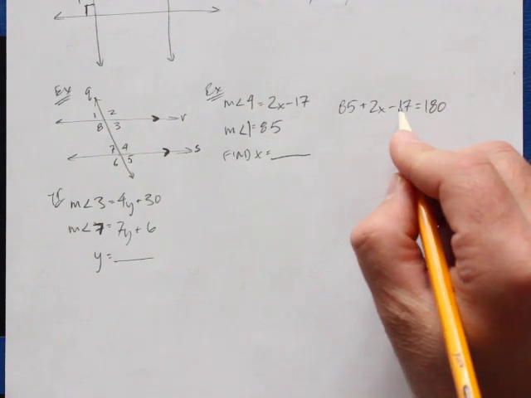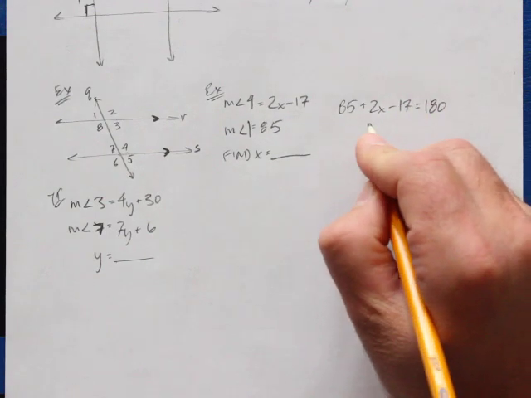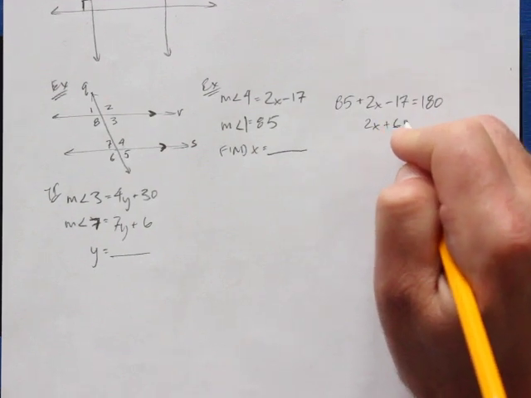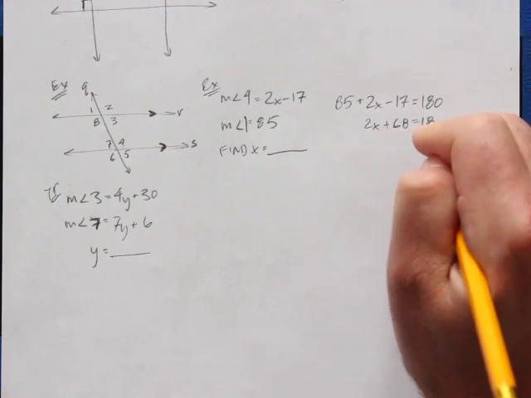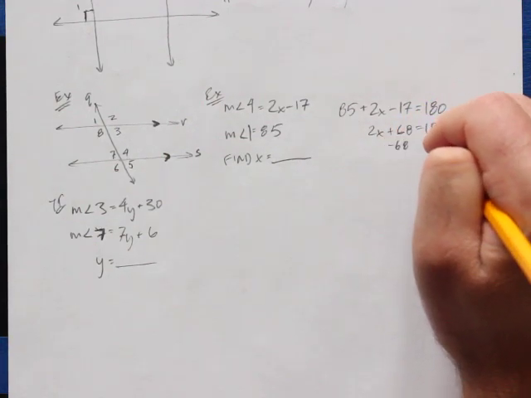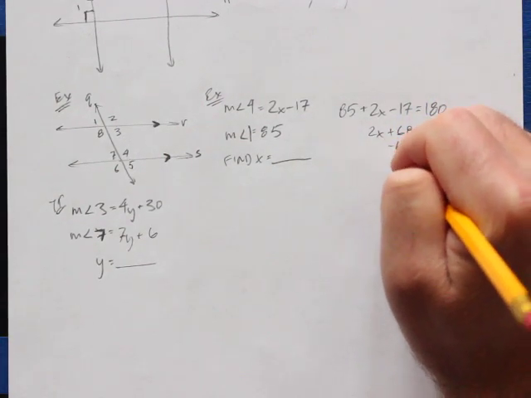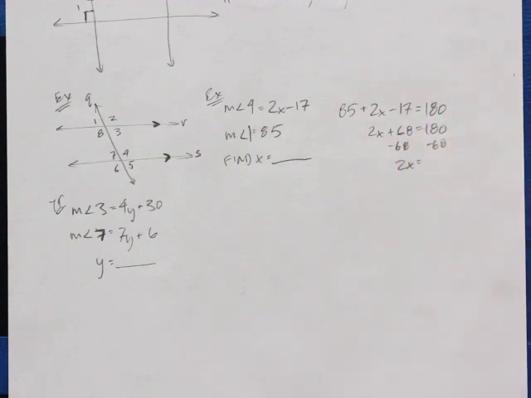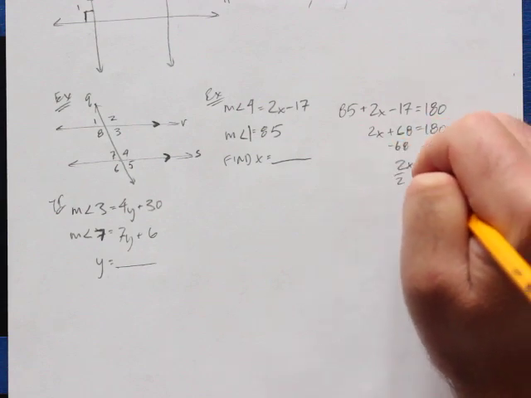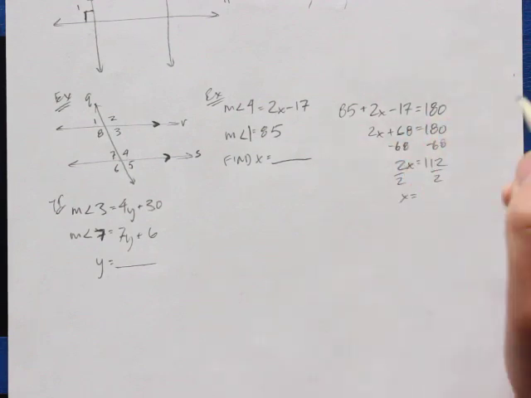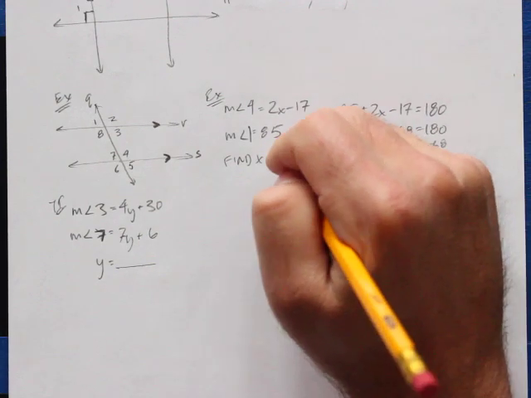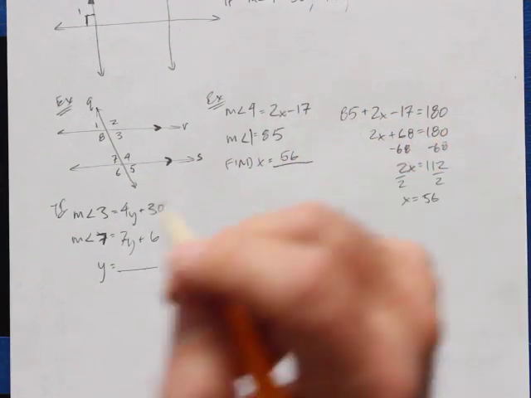So I've got negative 17 and 85. That gives me 68, so 2x plus 68 equals 180. Then I'm going to subtract 68 from both sides. 2x equals 180 minus 68, which is 112. Divide both sides by 2. X equals 56. So x is 56.